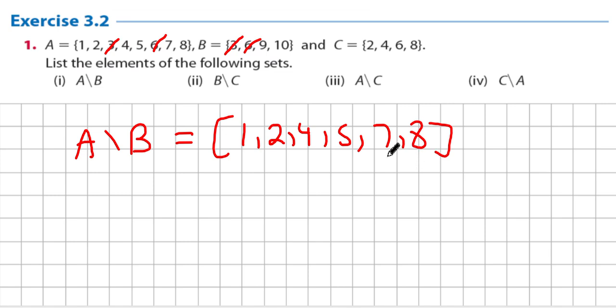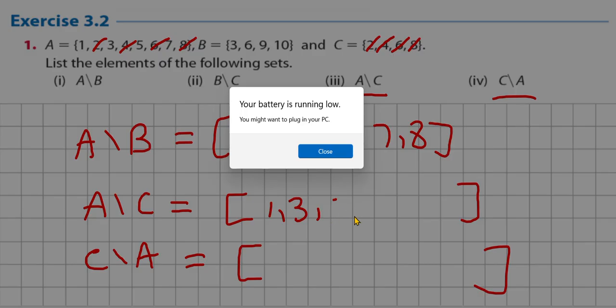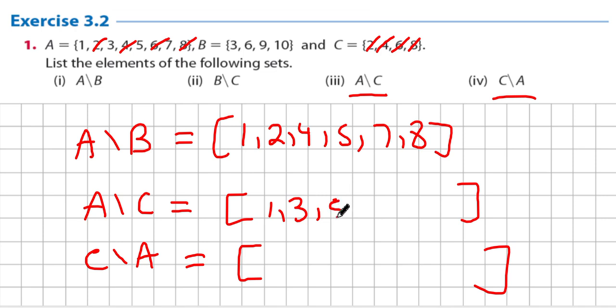Okay, in class now, will you do A slash C and C slash A for me. Okay, everything in A that's not in C. And he says, so C is 2, 4, 6, and 8. And what you said was the odd numbers, was it? 1, 3, 5, and 7.